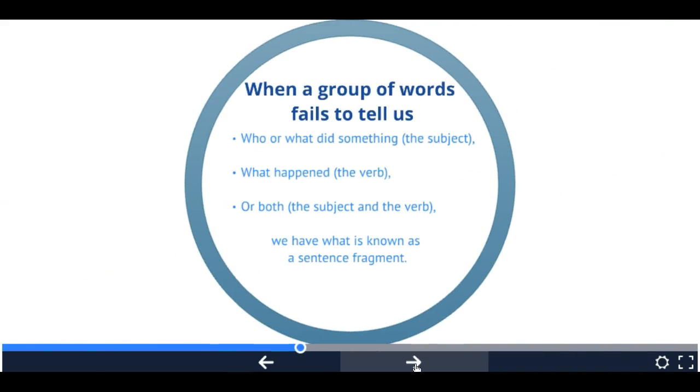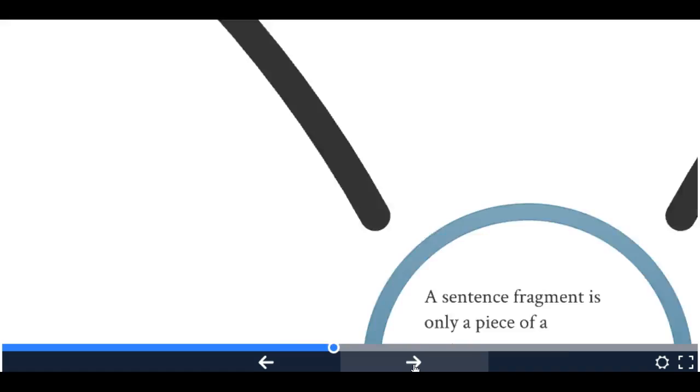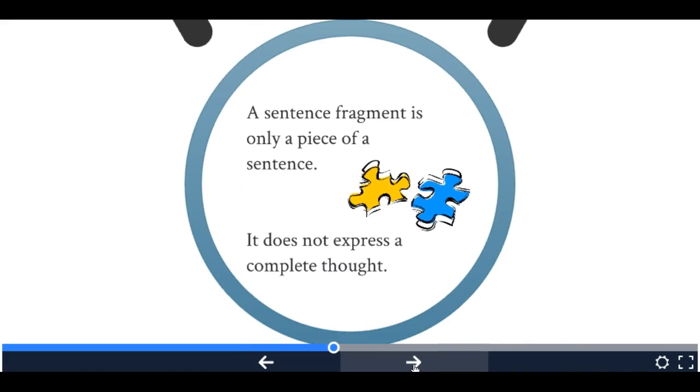When a group of words doesn't tell you either who did something or what they did or what happened, or maybe both, we have a fragment. Maybe it seems like a sentence, like after I came to school, and you have the I and you have the came, but it still doesn't make sense. It's still missing something because it doesn't tell you what happened. That's still a fragment. A sentence fragment is only one piece of a sentence. It does not express a complete thought. It kind of seems like you're missing something, like you lost your train of thought.